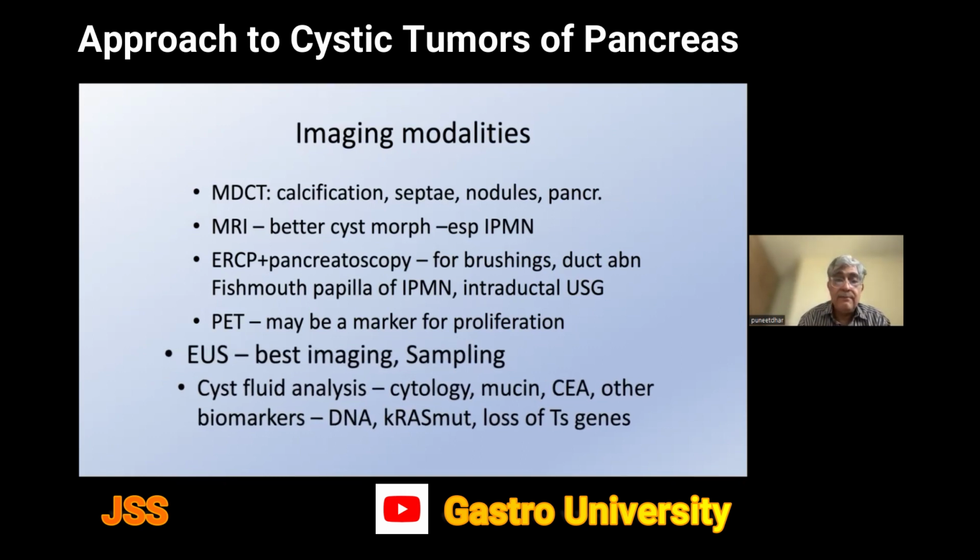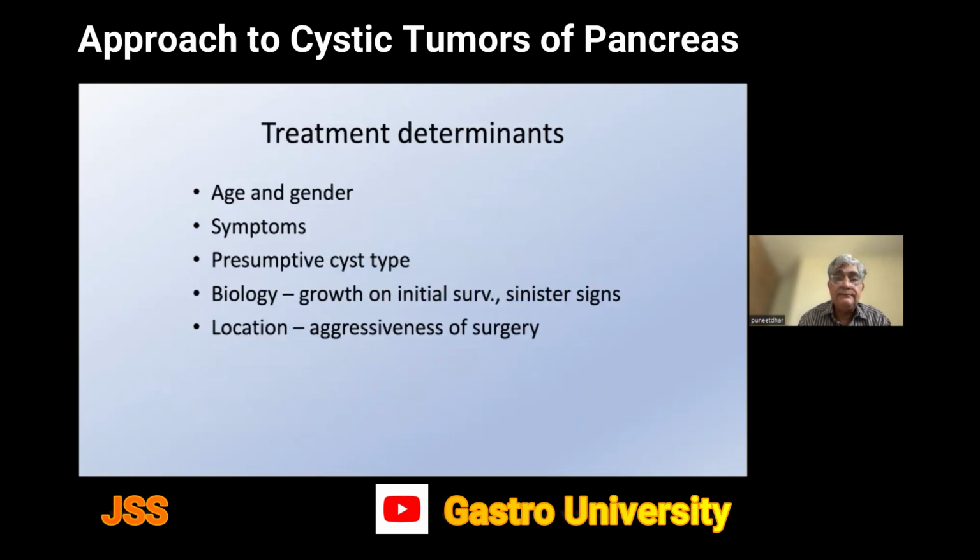So just to stress this. So how do we determine what to do? So age and gender is important. So an elderly lady with typical serous features who's asymptomatic, we probably do not need to operate on her. Then we make a basic assumption of what is the cyst type and follow up from there. So most of these are not very aggressive malignancies, even if they are.